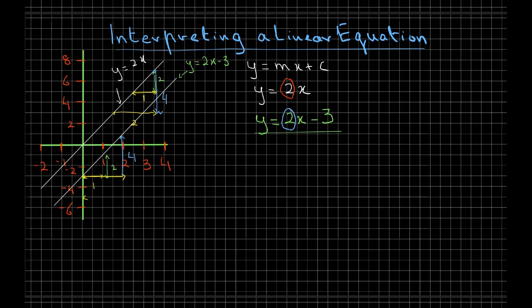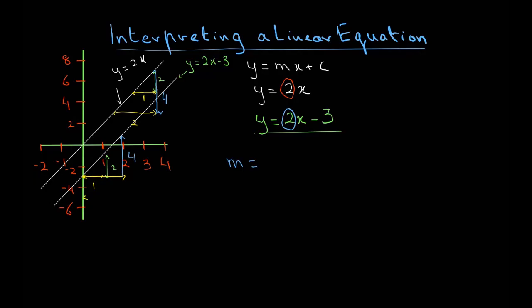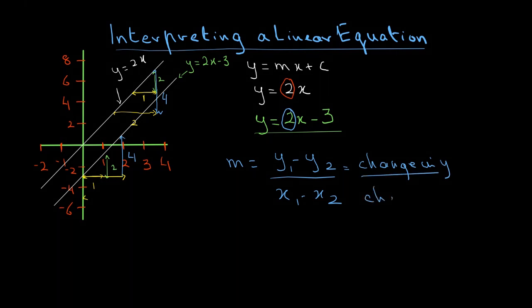This 2, as you may remember, is m, and the formula for m is the change in y over the change in x, that is y1 minus y2 over x1 minus x2. So when you move a line parallel to itself, the ratio of the change does not change. That means m stays the same.